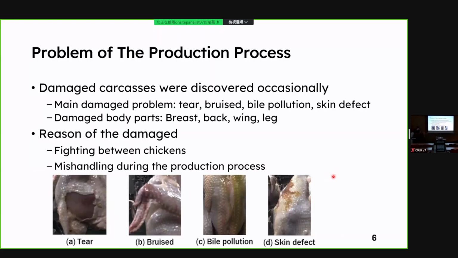No matter what type of chicken, in the slaughter process it will face some problems. Damaged carcasses are discovered in the production line occasionally. The main damage problems include tear, bruise, biopollution, and skin defection, and the main damaged parts include the breast, back, wing, and leg. The reason for the damage is that the chickens fight between each other, which causes bruises and skin defection. Next, workers mishandling during the production process causes the tears and biopollution.